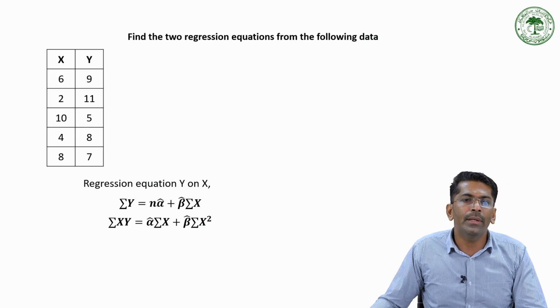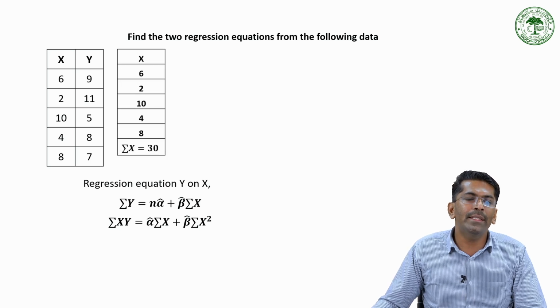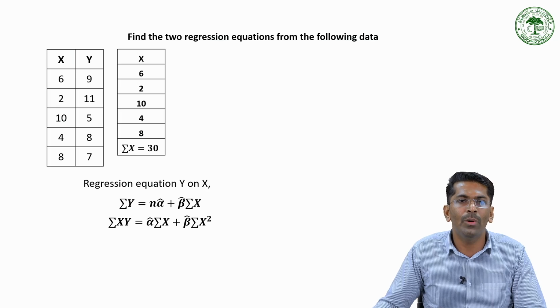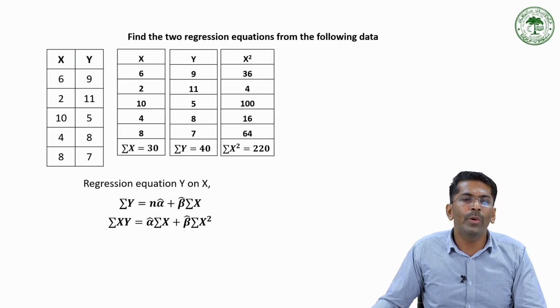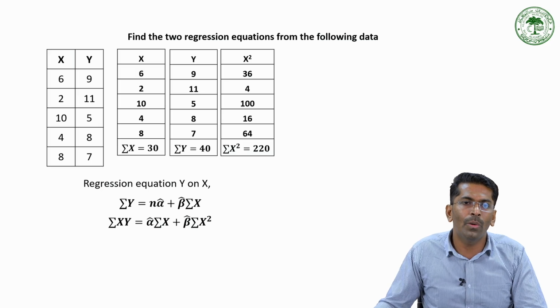So here we want sum of y, sum of x, sum of xy, and sum of x square also, which we want to calculate from the given actual values of x and y. So x is here 6, 2, 10, 4, 8. The sum of x is equal to 30, and the sum of y, which I have added together, is equal to 40. Then x square, I am going to square it: 6 square is 36, 2 square is 4, 10 square is 100, and so on, and summing all these values, the sum of x square is equal to 220.